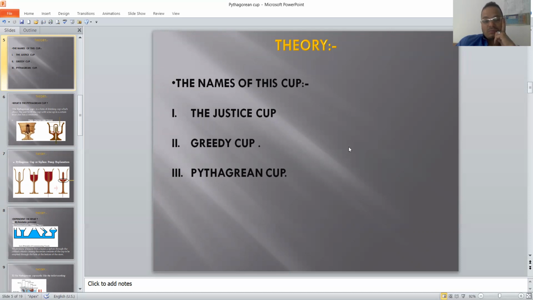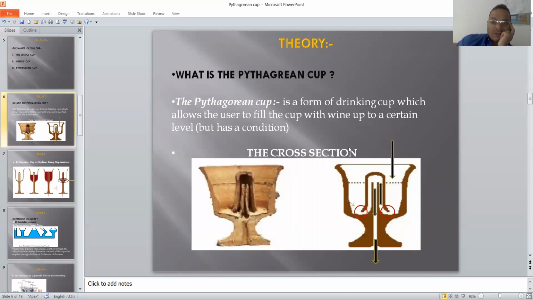You will see much information about it immediately. Number 1 was the Justice Cup, number 2, the Greedy Cup, and all of these names have a purpose. We will discuss this purpose together in the next slide. And the last one, the important and famous one at the same time, is the Pythagorean Cup. Let's talk about and explain what the Pythagorean Cup is. What is this amazing thing, and why are all of us interested in this invention?